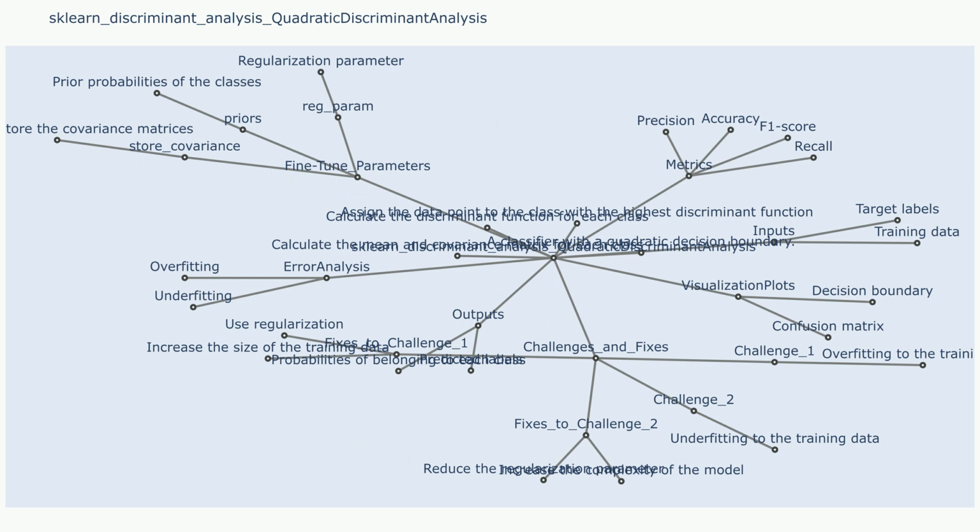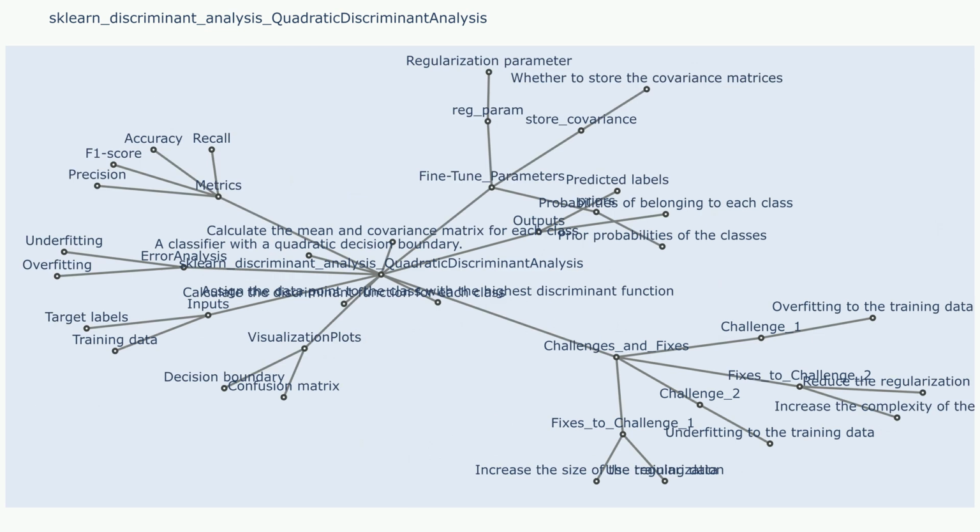Inputs: X, the training input samples. As a 2D array, each row represents a sample, and each column represents a feature. Y, the target values, class labels for the training samples. This should be a 1D array of integers or strings.